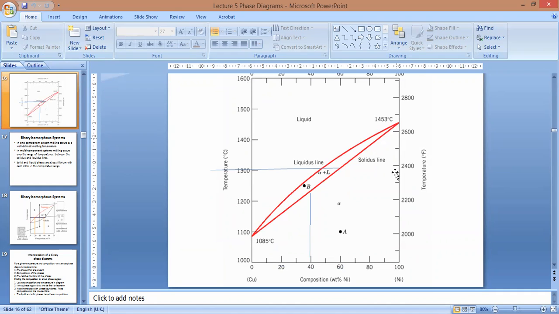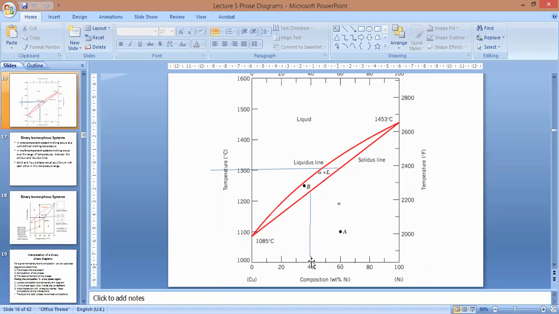And then on the right here, usually we have temperature in Fahrenheit. This one is not important to us. What is important here is degrees Celsius, because that's the unit of measurement that we use. Then when you come down here, we're just given the composition weight percent for nickel.